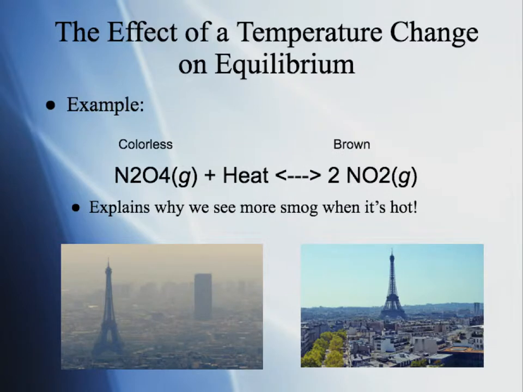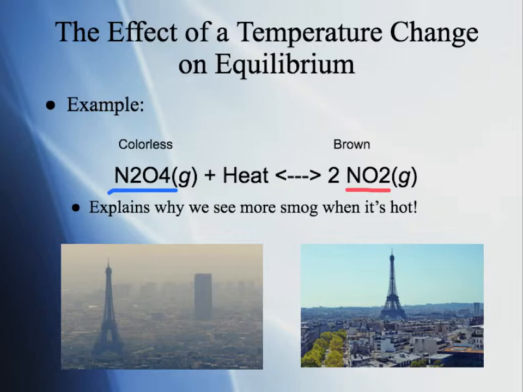So here's an example. This is one that we actually saw at the beginning of this chapter. If we have N2O4, it's a gas that is prevalent in the atmosphere. It's colorless, and we add heat. We get it to break down into nitrogen dioxide, which is a brown color. So if we add a lot of heat to this colorless gas, it breaks down to a brown color. Now, check this out.